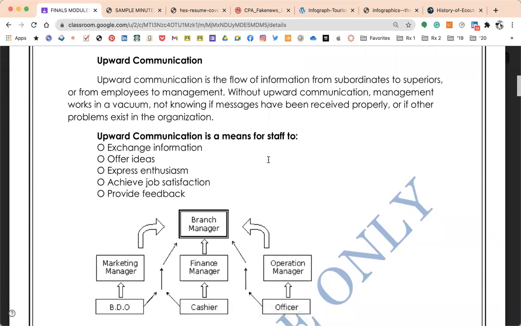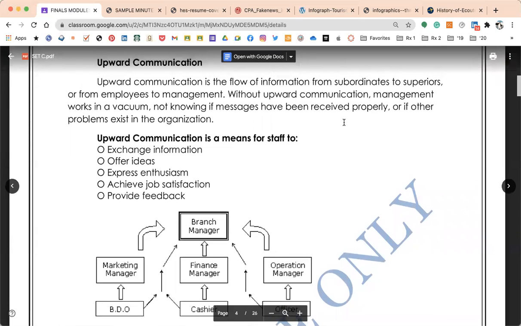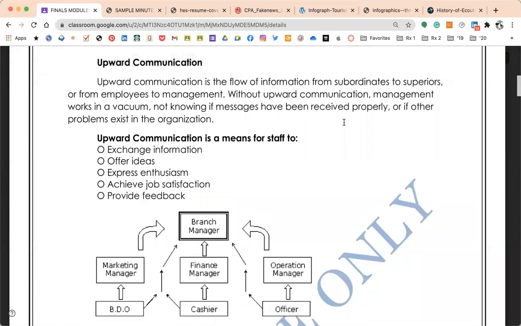Upward, on the other hand, is an exchange of information. You offer ideas, express enthusiasm, provide feedback. Why is this? Because the flow is reversed. It goes from the subordinates to the superiors. For example, if you suggest, "Ma, it would be better if we did this in online class," and I share my suggestion with the dean, that's upward communication. I'm giving suggestions, not instructions, to the dean.